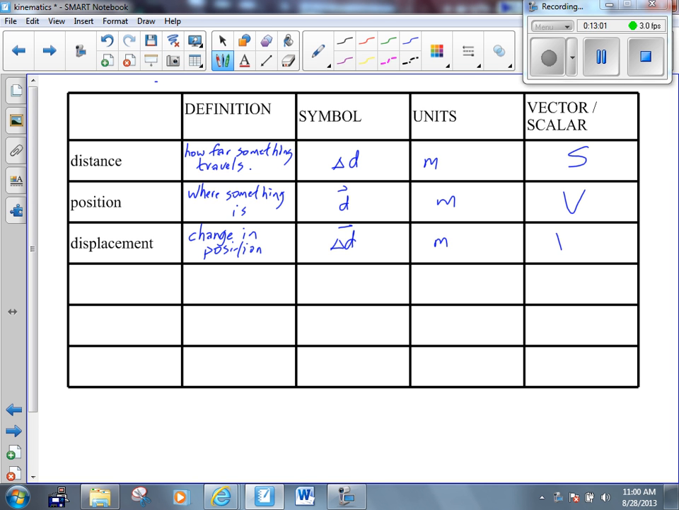Yeah. You know it's a vector for 2 reasons, right? 1, because it's change in position, and position is a vector. And 2, because you look at the symbol and it says delta d with the arrow over it. Whenever you see the arrow, you know it's a vector, because that's the only time we put the arrow over top of it.